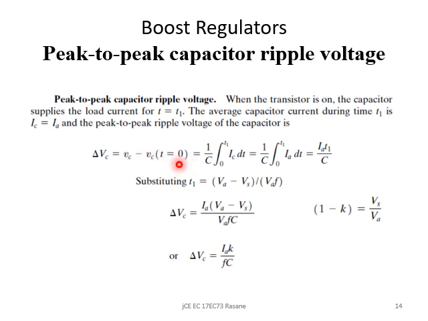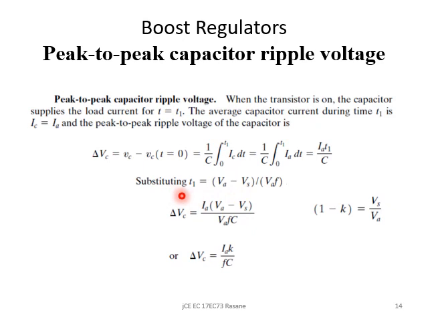So we know that Vc is equal to 1 upon C, integration from 0 to T1. That is the time the capacitor is discharging to the load. And that becomes equal to 1 upon C, 0 to T1, current is going to be Ia into dt. So simplifying this, I will get Ia into T1 upon C.